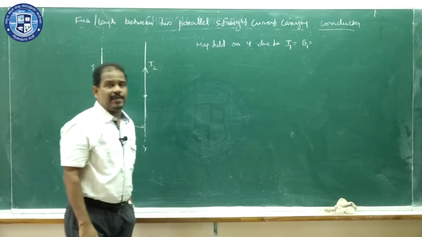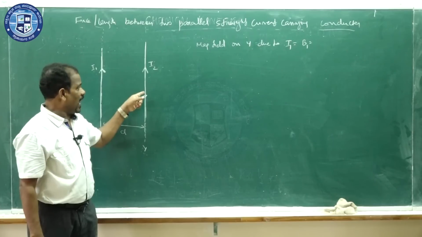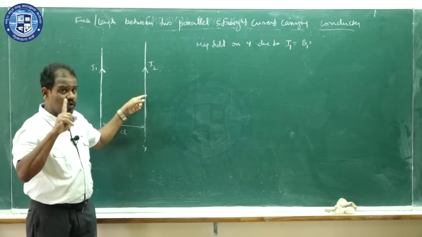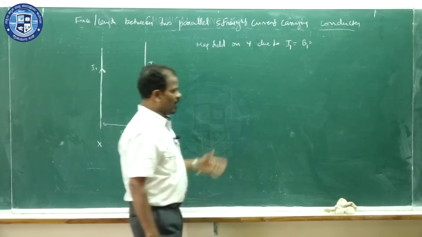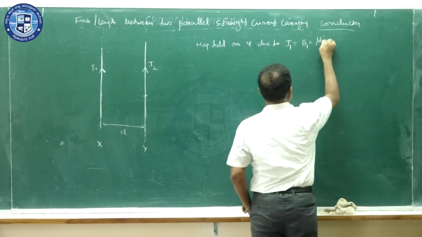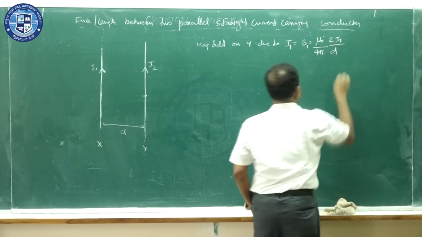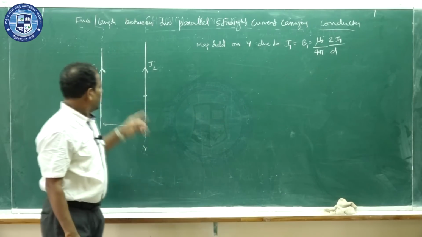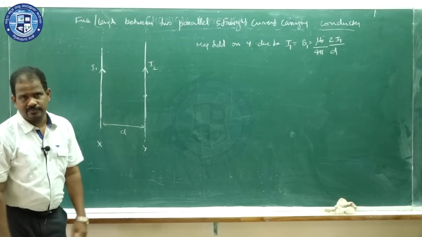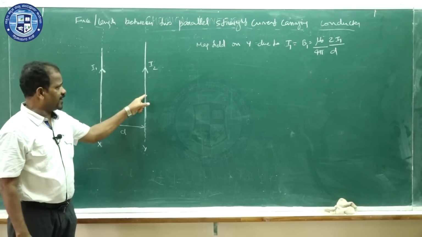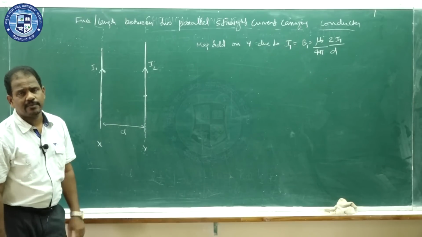I call it B1. So what is B1? B1 is the magnetic field on this wire, and the magnetic field on this wire is not due to the current I2, it is due to the current I1. And what is the formula? The formula I already told you: mu naught by 4 pi, 2 I1 by D. What is I1? I1 is the current and D is the distance.